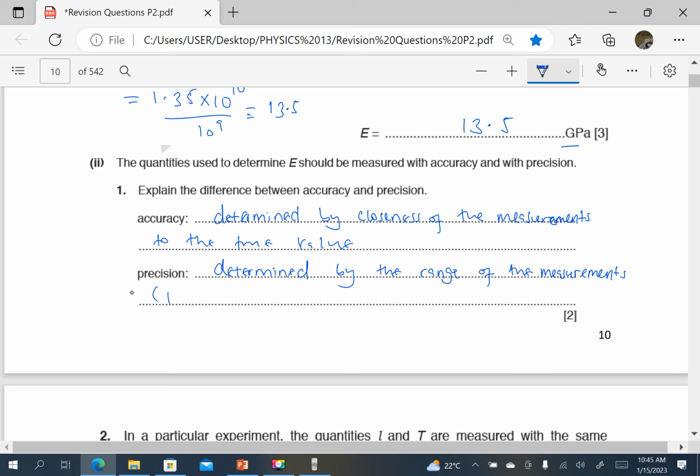In other words, how close the values are to each other. So that is the difference. Accuracy is going to be determined by the closeness of the measurements to the true value, or the closeness of the average of the measurements to the true value. And precision is going to be determined by how close the values are to each other.